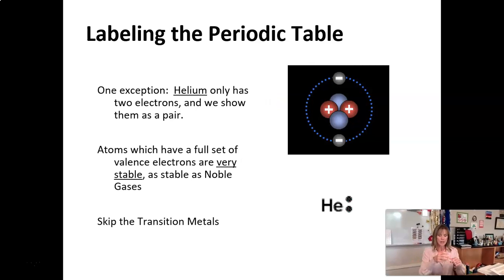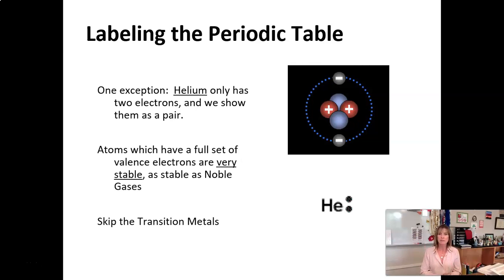Okay, so an exception. When you labeled your periodic table, you may not have known what to do with helium. Helium does not have 8 valence electrons. Helium has 2, but since it's in that S sublevel, only 2 electrons fit in there. So when helium has 2 electrons, it's full. It's considered to be a noble gas because it has all the electrons that it can possibly hold in its valence shell. So we showed them as a pair.